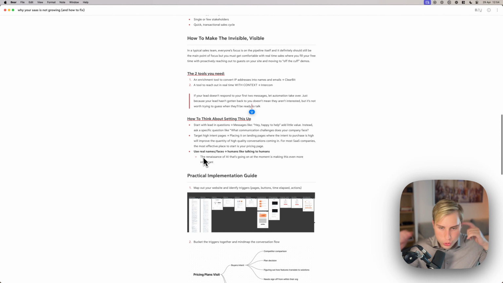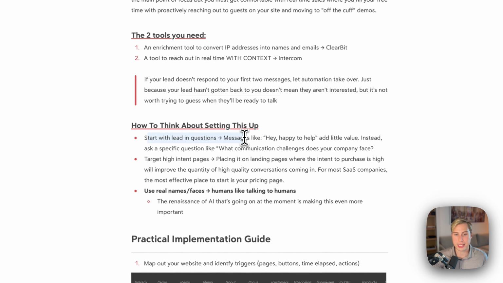Okay, so how would you actually think about setting this up, right? Like, what are the step-by-step phases here? So the first thing is I would start with leading questions, okay? So like, hey, happy to help, because they add a little bit of value instead of just, what communication challenges does your company face, okay?